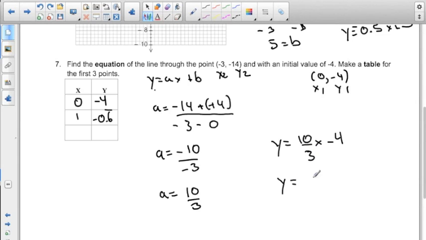And if we were to do it again, y equals 10 over 3 times 2 minus 4. So if we do that same thing, 10 over 3 is 3.3 repeating times 2 minus 4, we end up with 2.6 repeating.